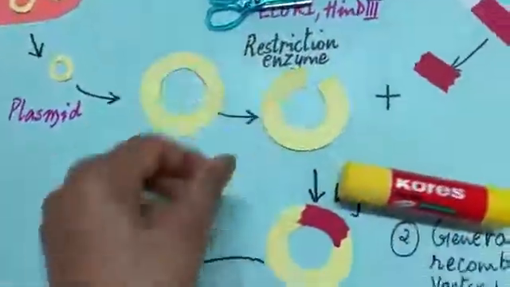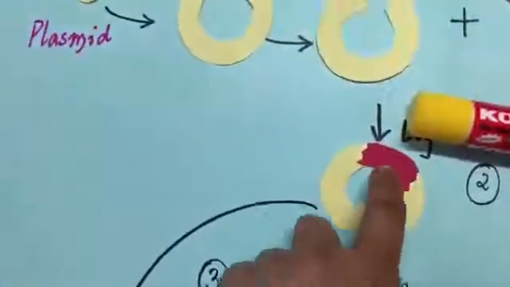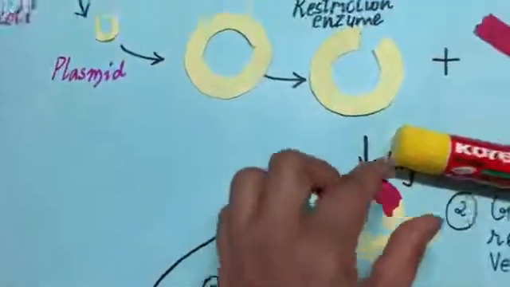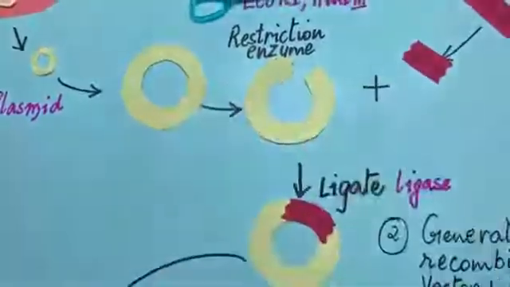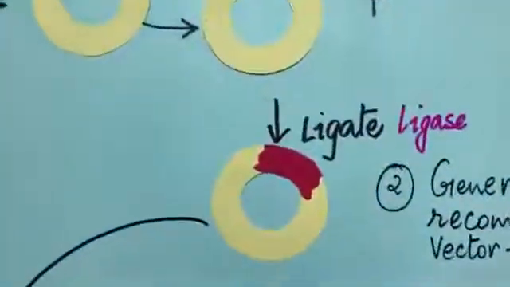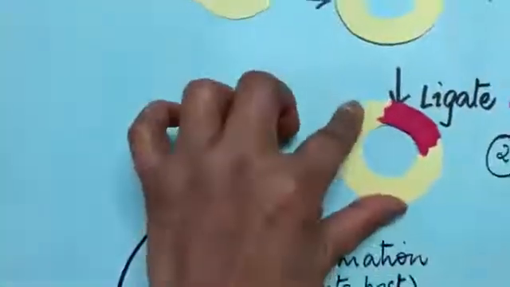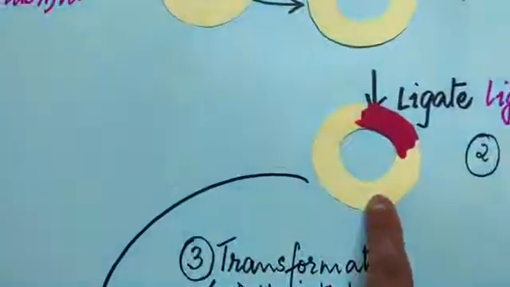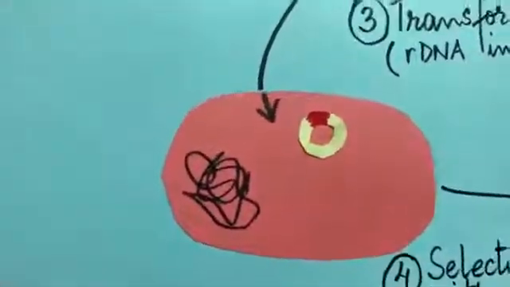So here you have the recombinant plasmid, but how do we join this insulin gene with the plasmid? It is with the help of a glue, the molecular glue, which is the enzyme ligase. Now this is called a recombinant molecule or recombinant plasmid. Now this recombinant plasmid is put back into the bacteria, which you can see here.